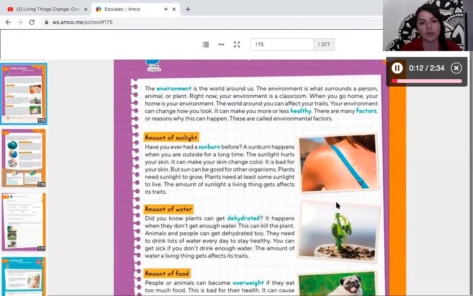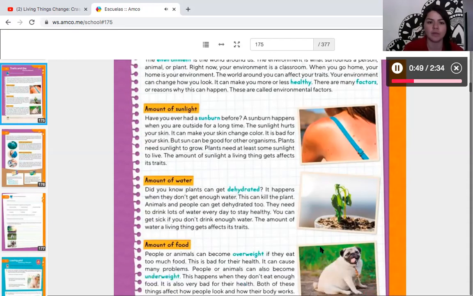The environment is the world around us. The environment is what surrounds a person, animal, or plant. Right now, your environment is a classroom. When you go home, your home is your environment. The world around you can affect your traits. Your environment can change how you look. It can make you more or less healthy. There are many factors or reasons why this can happen. These are called environmental factors.